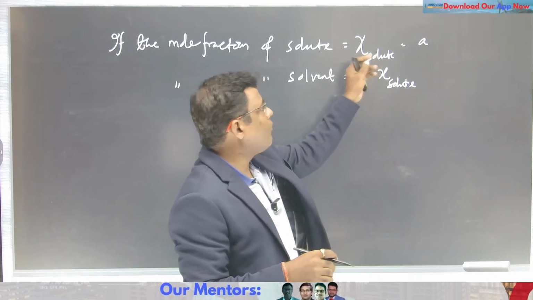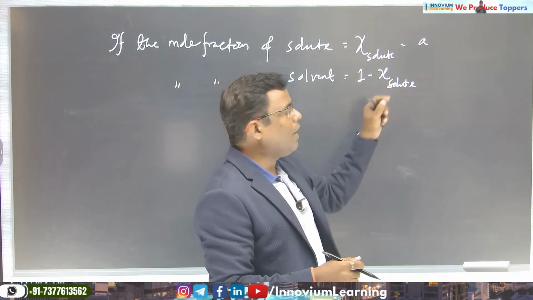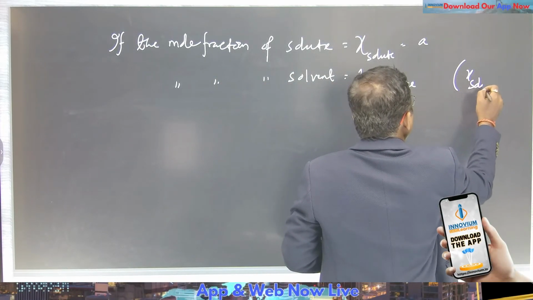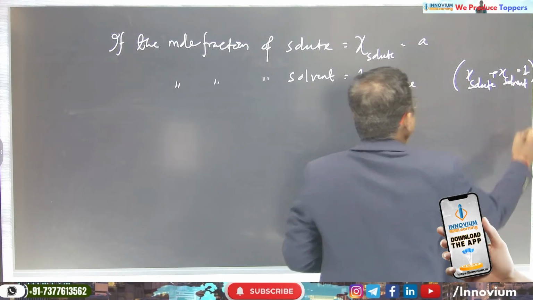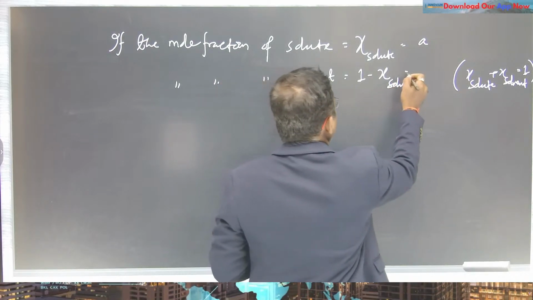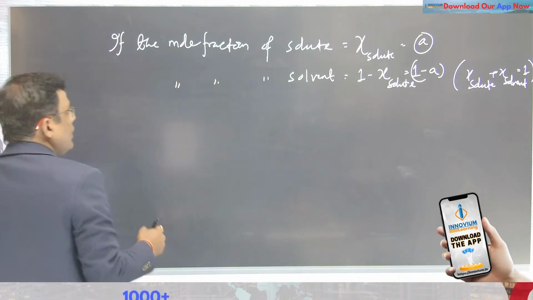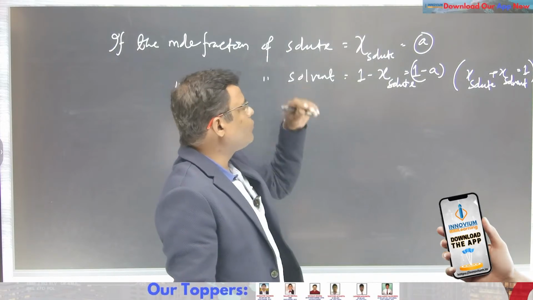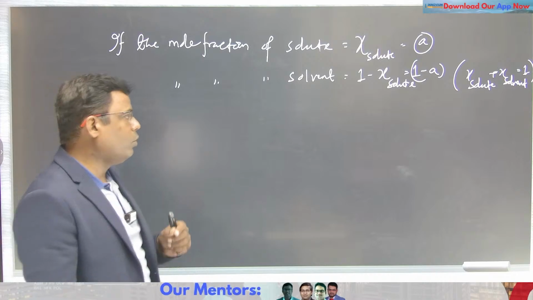So if the mole fraction of solute is known to us, then how can we calculate the mole fraction of solvent? 1 minus mole fraction of solute, correct? Because we know that mole fraction of solute plus mole fraction of solvent for any solution is always equal to 1. So the mole fraction of solvent is 1 minus A here, because we have taken the mole fraction of solute as A. Now the question is, if only mole fraction of solute data is given, how can we find out the molality? Very easy.